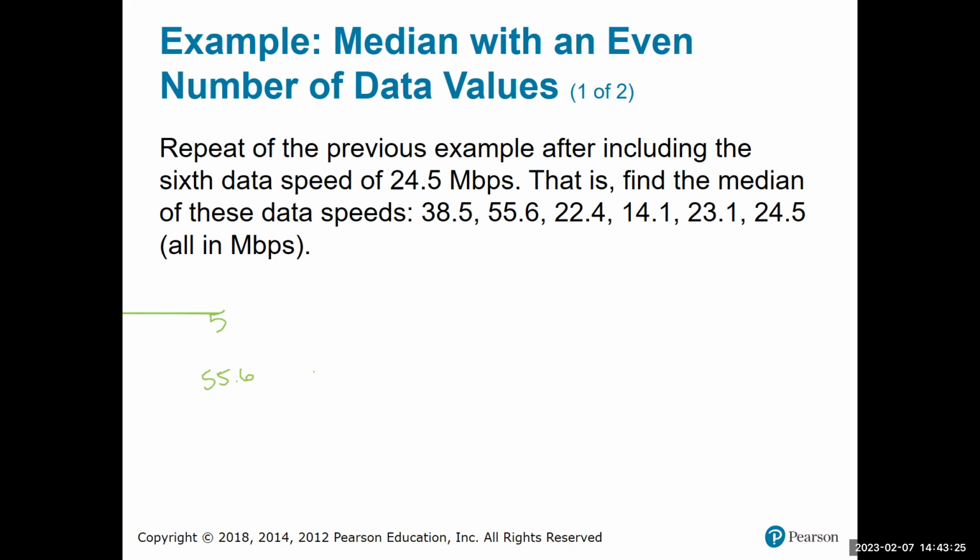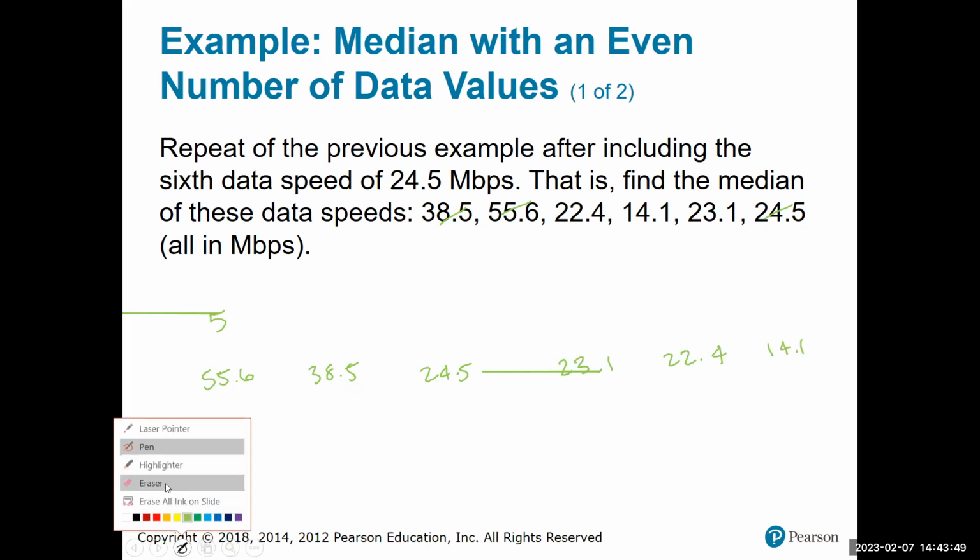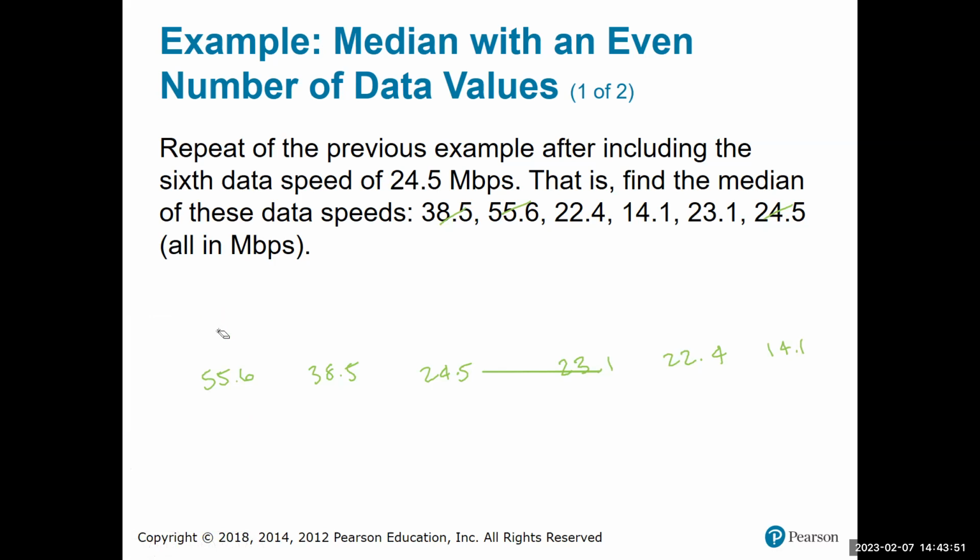55.6, and then I'm going to go 38.5, and then 24.5, and then 23.1, 22.4, and then the last one, 14.1. So now I have them ordered from greatest to least.